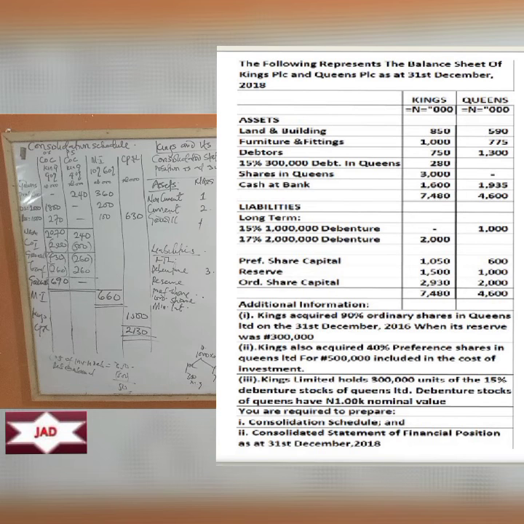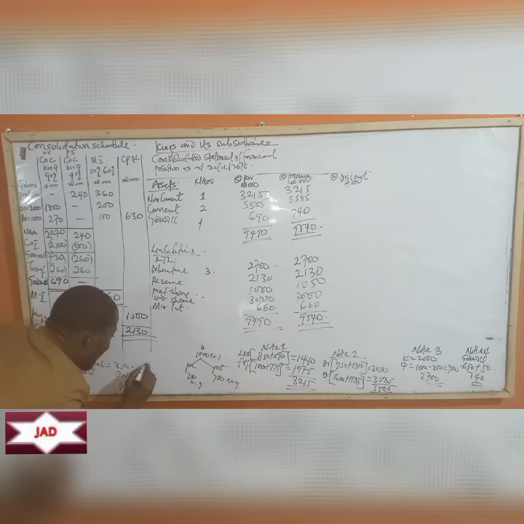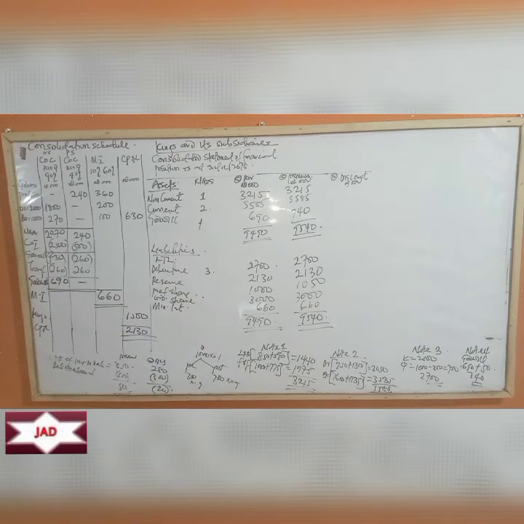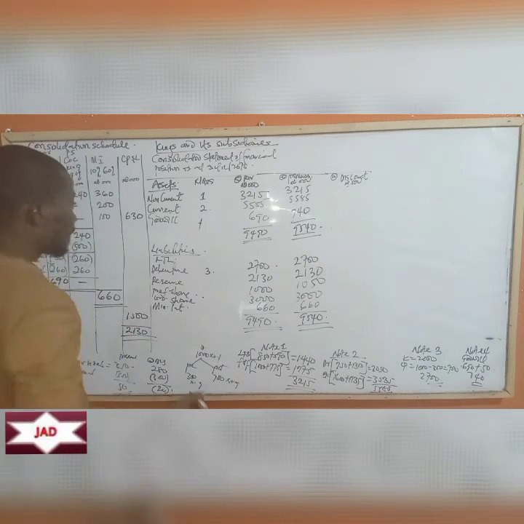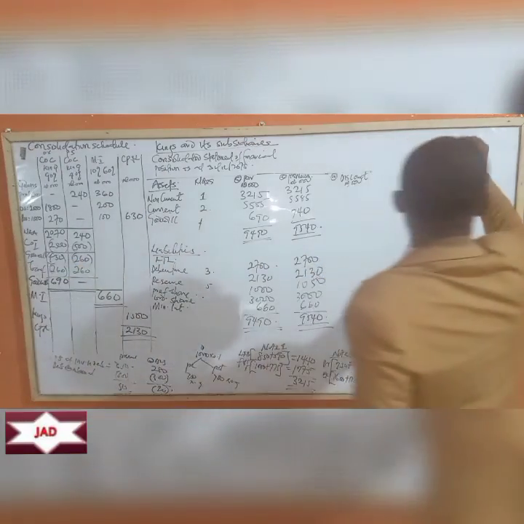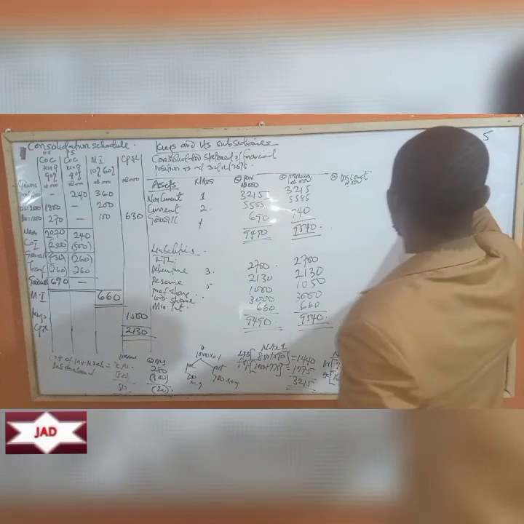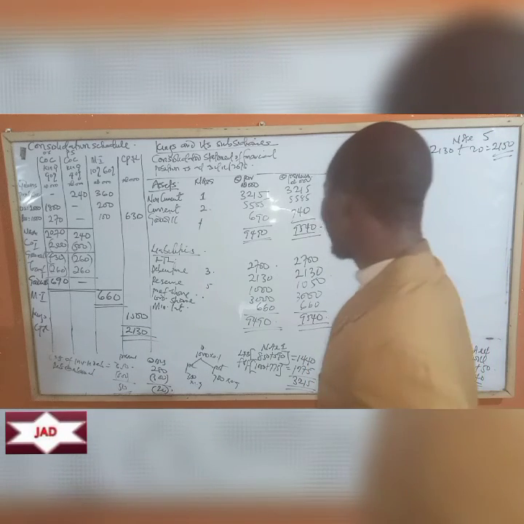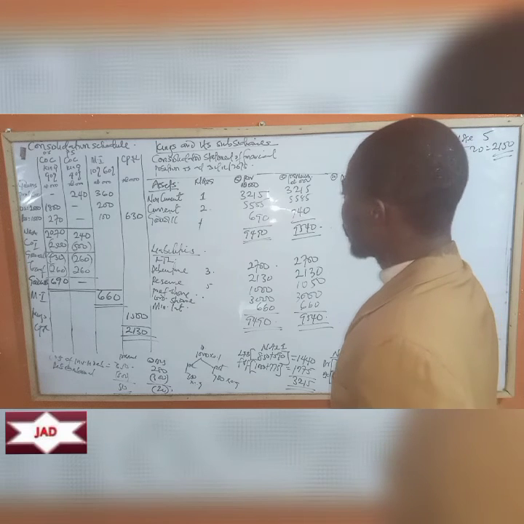The only thing they've done here is that ordinary share has changed. Based on the question, everything remains the same. But the only thing here is that cost of investment in this case, this is at discount, this is premium, is 280. Nominal value is 300. So we're going to have 20. So 20 is a reserve. So that would be added to this. So you can come here and add it, but just show it as a note. So our reserve here, let's call it note 5. So our reserve will now be 2130 plus 20. That's 2150.